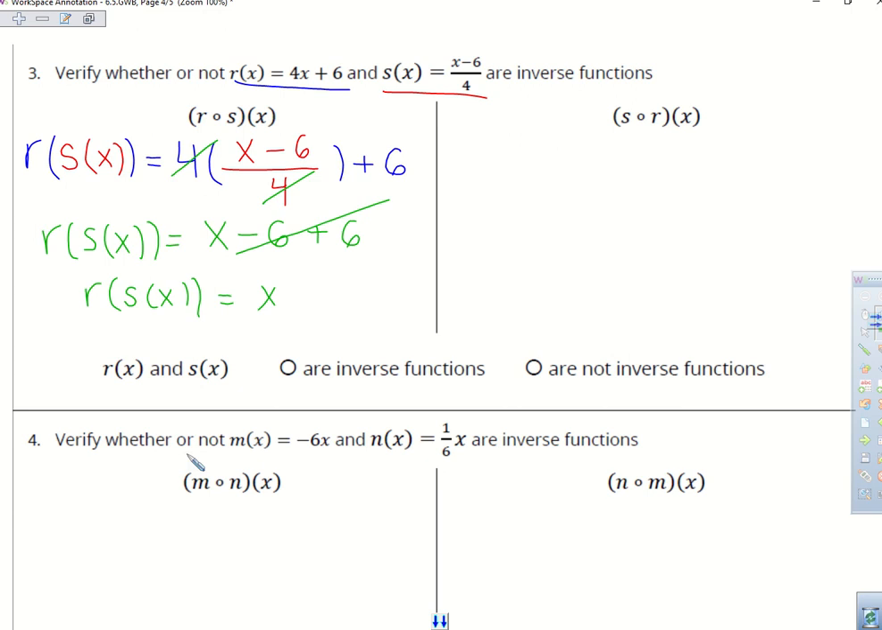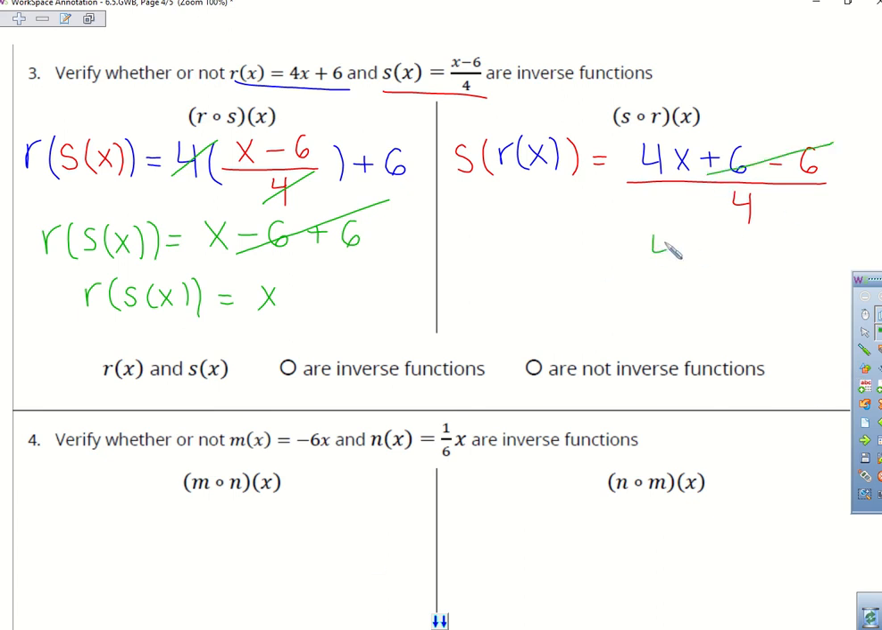Now we have to do it the other way around. Now we take the s of x function, and we leave the x blank. And what are we going to plug into that s of x function? Which is 4x plus 6, right? How would I go about simplifying this new function? Oh, this should be a plus sign. First you cancel out the sixes, which leaves me with 4x over 4, which gives me x. So are they inverses? Yes.